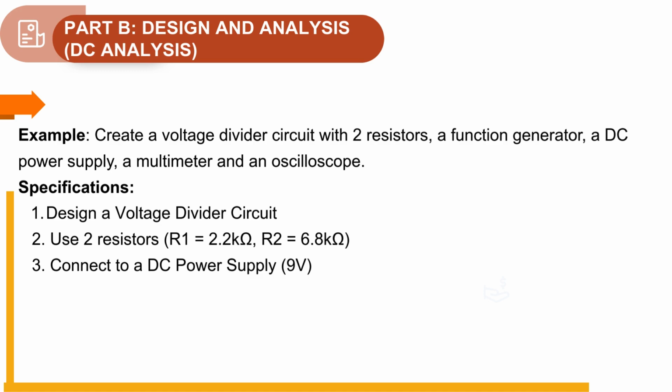Let's continue with Part B. In this part, we'll learn how to design a schematic circuit for both DC and AC analysis by using Proteus Design Suite. Let's use this example to start with the design and analysis. In this example, you have to create a voltage divider with 2 resistors using a DC power supply and measure it with a multimeter and oscilloscope. Let's try to do this example.